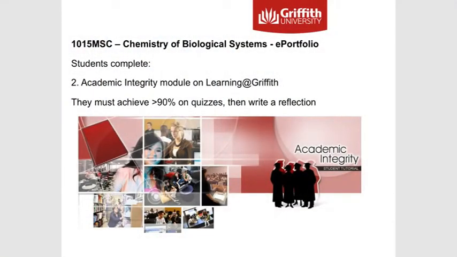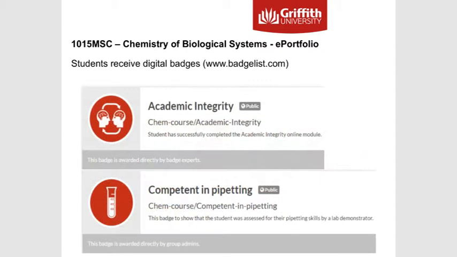They were needing to complete this academic integrity module, which is through Learning at Griffith. This is a little bit similar to the annual fire and safety one that we do. So there's some information there. Students will learn about plagiarism, about how to reference and the importance of academic integrity. Okay? Then they also had to write a reflection on that. So I got them to write a one-paragraph reflection about what they got out of that academic integrity module.